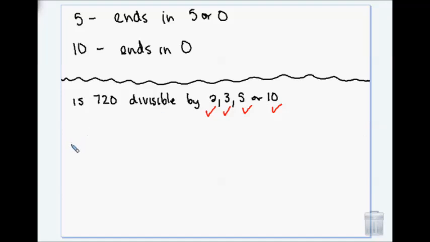How about 82? Where did my pen go? Okay, 82 will divide by 2. No, just 2. It won't divide by any of these, will it?